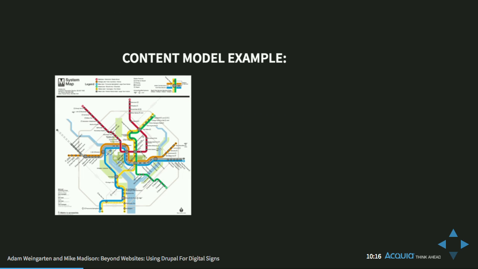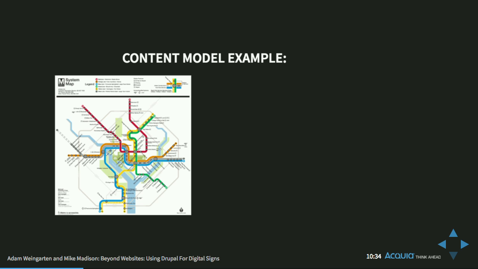So let's look at an example. We're in Baltimore, I'm from DC, so I figured I'll grab the DC subway system as a great example to talk through. You look at a map here, and there are different color lines.